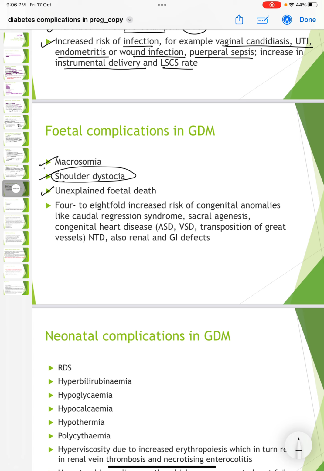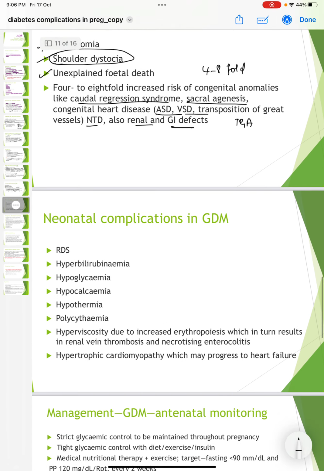There is a 4 to 8 fold increase in the risk of congenital anomalies, that is caudal regression syndrome, sacral agenesis, heart diseases like ASD, VSD, transposition of great arteries, neural tube defect, renal defect, GI defect.